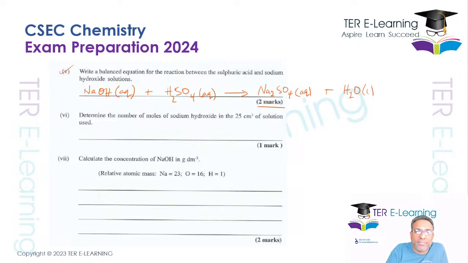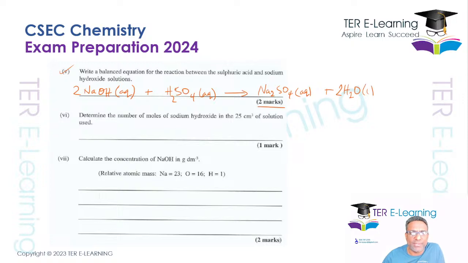So let's see. If I put a 2 in front of the sodium hydroxide, will it be balanced? 2 sodium on the left, 2 sodium on the right. On the left, we have 4 and 2, 6 oxygen. On the right-hand side, you only have 5. So I need to put a 2 here. So the oxygen is balanced, the sodium is balanced.